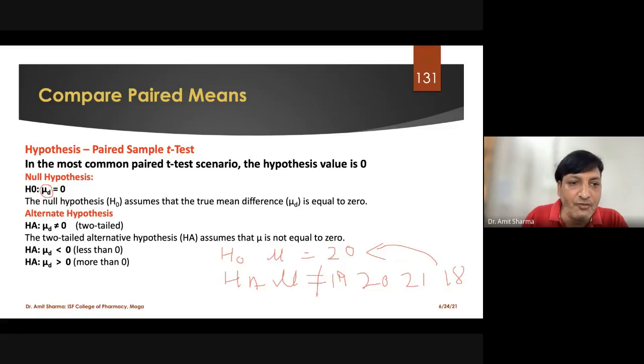So what we have to do, we have to reject the null hypothesis, and we want to prove that there is a difference in the mean of A and B. That means if you are able to prove that there is a difference in the mean of B and A, then only you are able to prove that the molecule or the drug which you are evaluating has an efficacy.